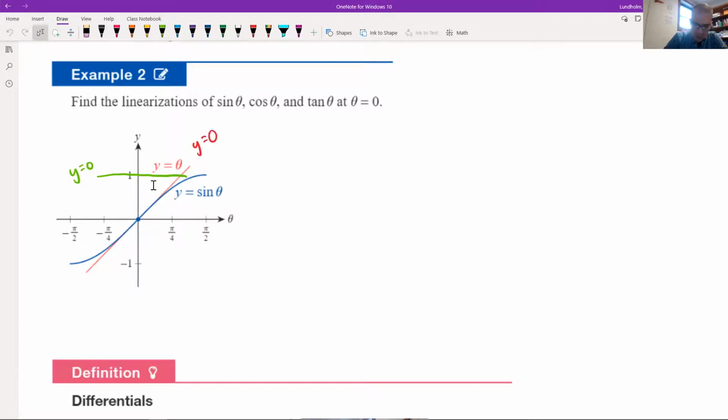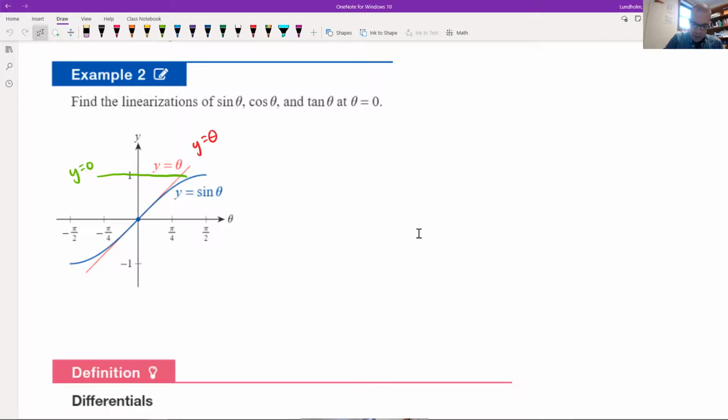Yeah, and this line's y equals theta, I guess. This is the theta axis. But yeah, that just has a slope of 1. But I think it would be a little bit more interesting to do all the steps on tangent.